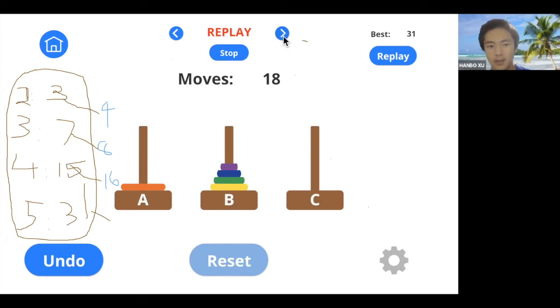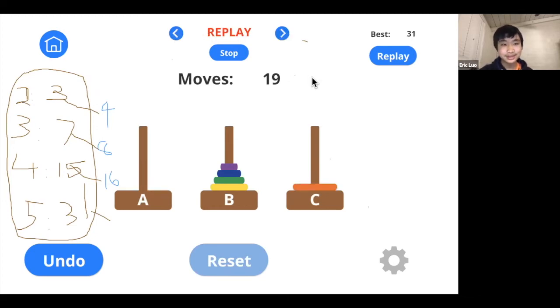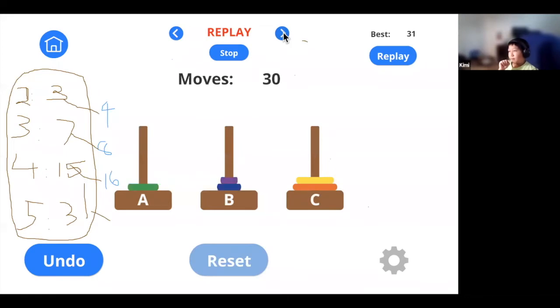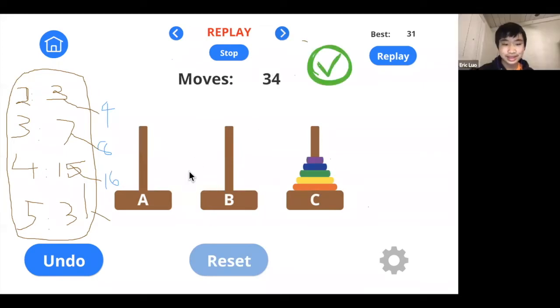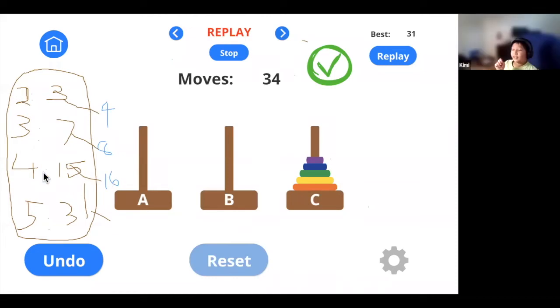So how many moves would you say the second section would take, moving this orange ring to C? That'd only be one move. Yeah, of course it would only be one move. But then the final section, how long would you say moving it from B to C would be? Probably another 15. Yeah, so 15 plus 15 is 30, and then plus 1 equals 31. So that's how we see that.